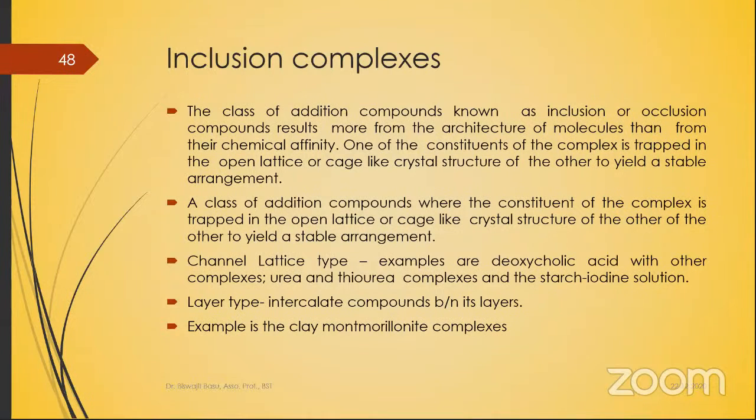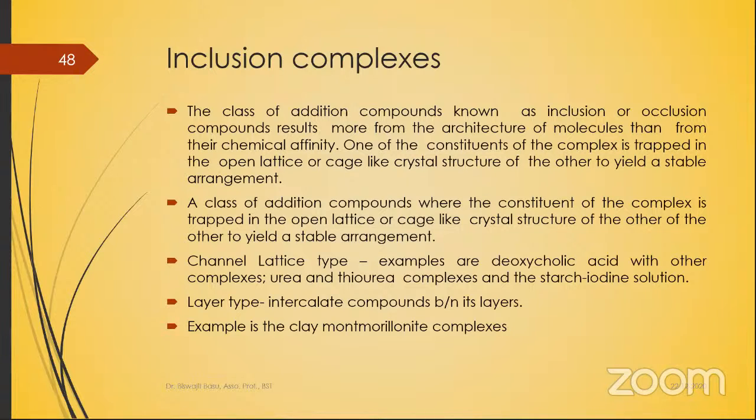Okay, so actually what type of complex will form? That is channel type complex. Then layer type, that is intercalate compounds between its layers. An example is clay montmorillonite complex. That is one example of layer type. One by one we will discuss that. So channel type examples are deoxycholic acid with other complexes.